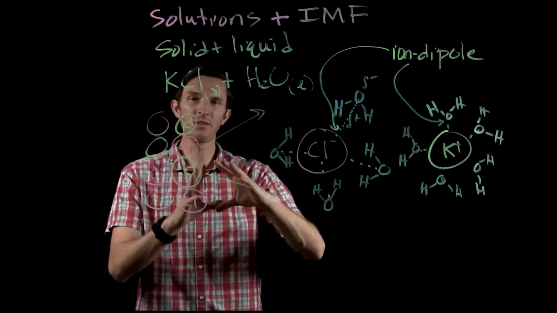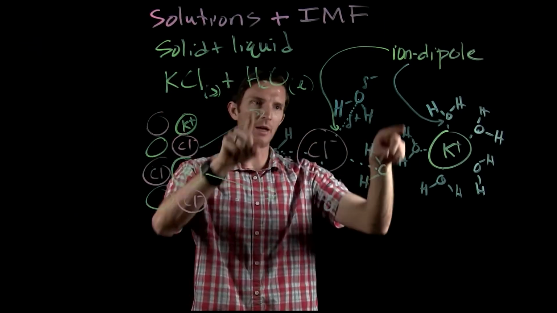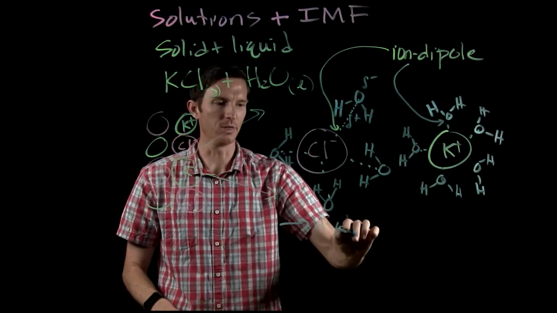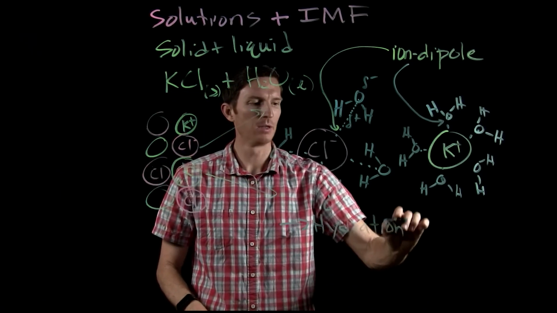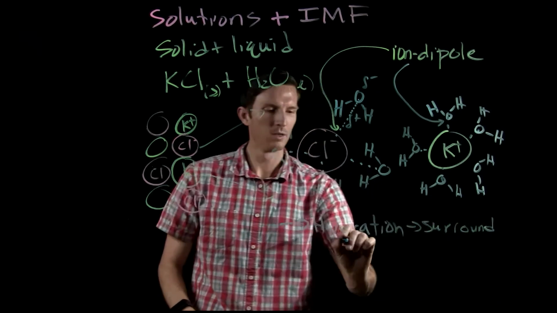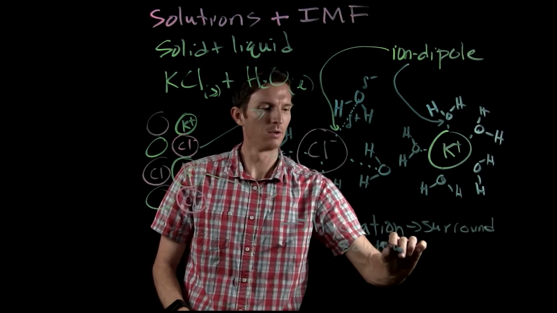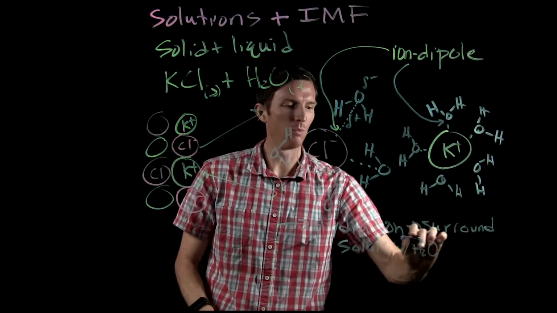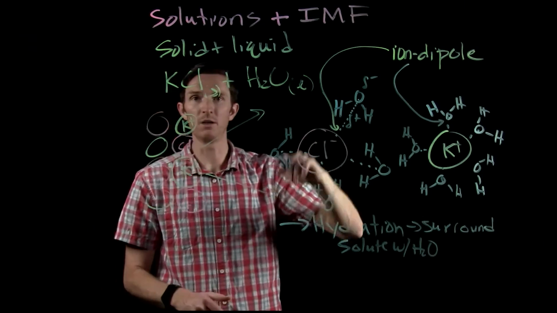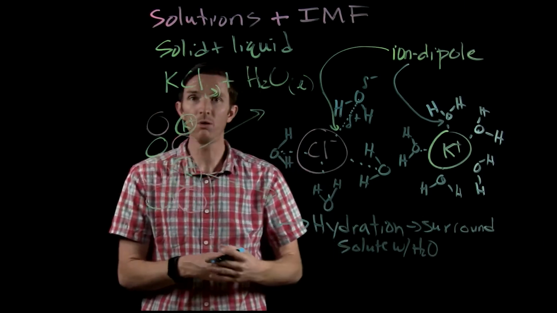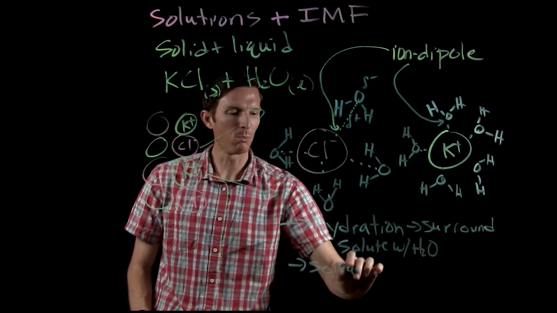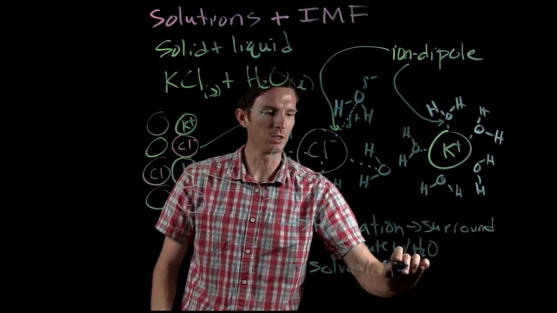Okay? This process where an ion is surrounded by water molecules, we call that hydration. And that's where we surround a solute with water. Okay, so they're surrounded by water molecules. It doesn't have to be an ion. It could be something like sugar, right? A polar molecule surrounded by water, right? If we wanted to make it more broad, we could call it solvation.